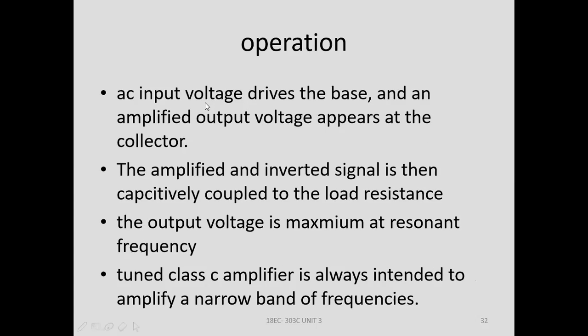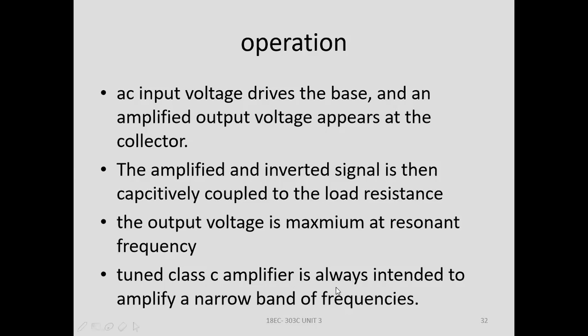When the AC input voltage is applied at the base of the transistor, an amplified output voltage appears at the collector of the transistor. Up to this we know, right? This amplified and inverted signal is capacitively coupled to the load resistance. At the collector there will be a tank circuit. The output is maximum at resonant frequency, because the tank circuit offers high impedance at resonant frequency.